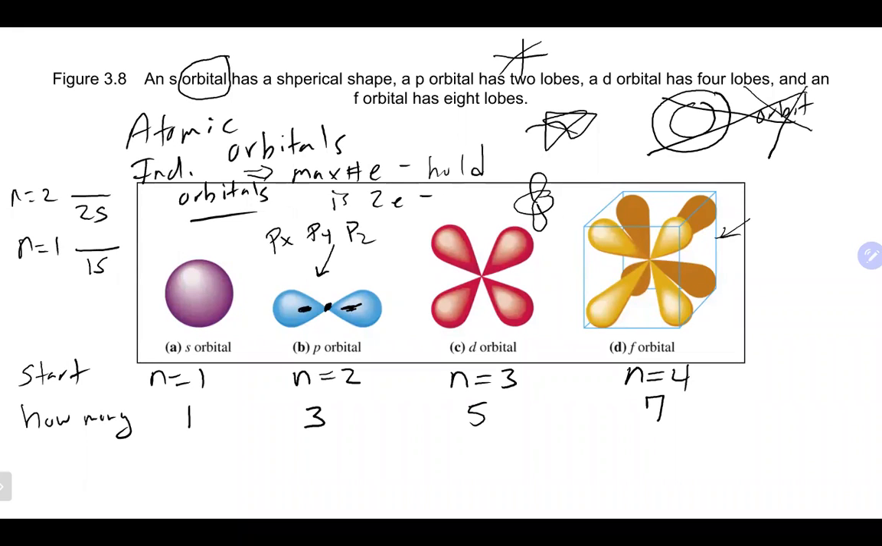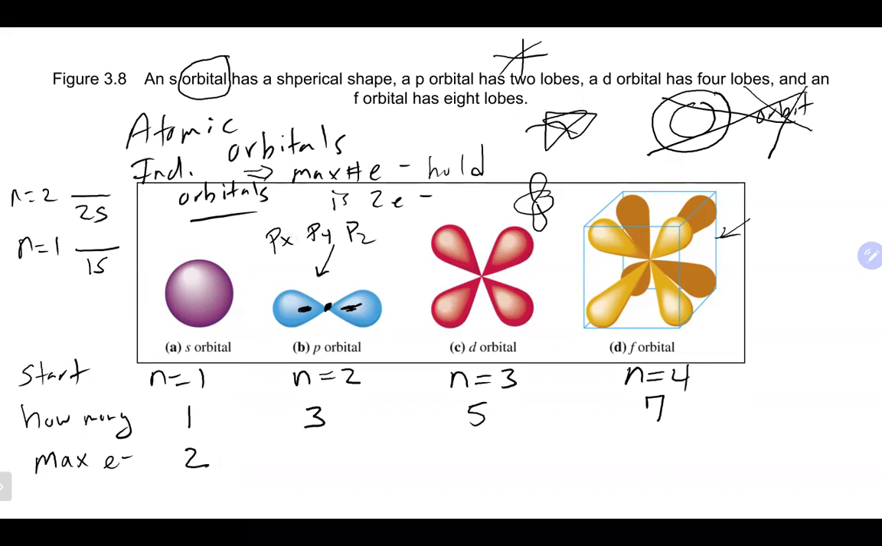Now, because each individual orbital can hold a maximum of 2 electrons, if I filled up any s orbital on any energy level completely, how many electrons would it hold? 2.